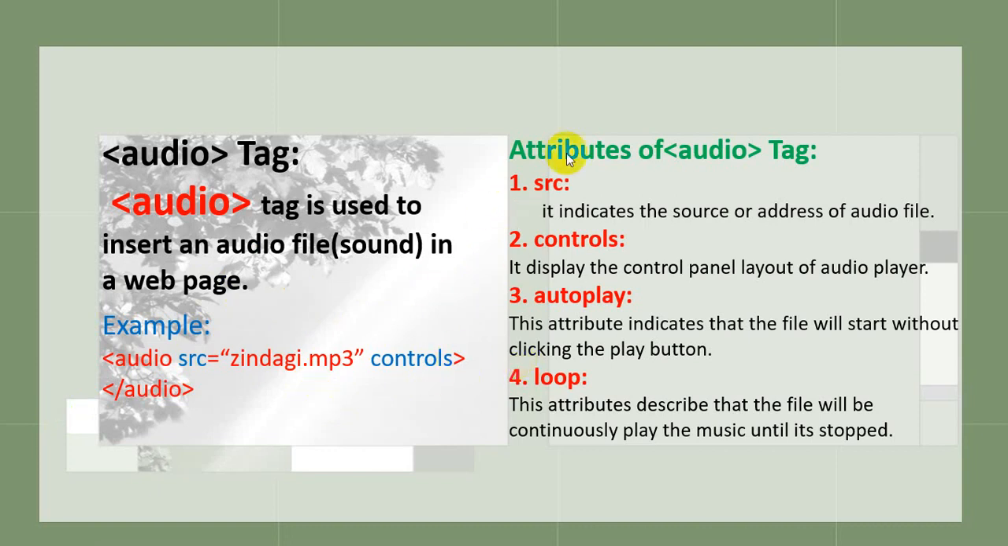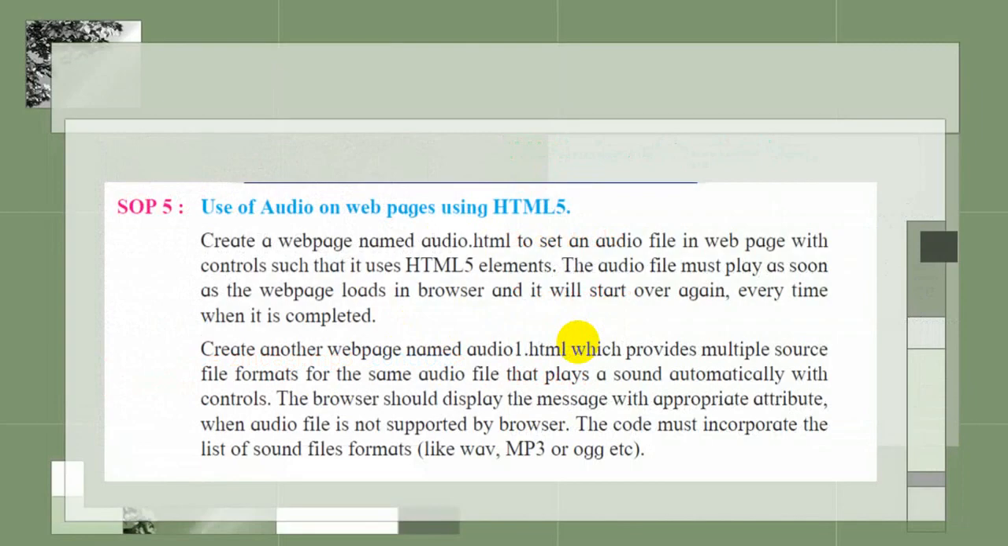Now we'll use all these attributes. We have already completed this part. Now I just want to show you one question which will be asked in your practical examination. It will compulsorily be asked in your practical board examination, and it is screenshotted from your textbook. I have not written this question. This is a screenshot of your textbook's SOP number 5, that is, skill oriented programming 5.